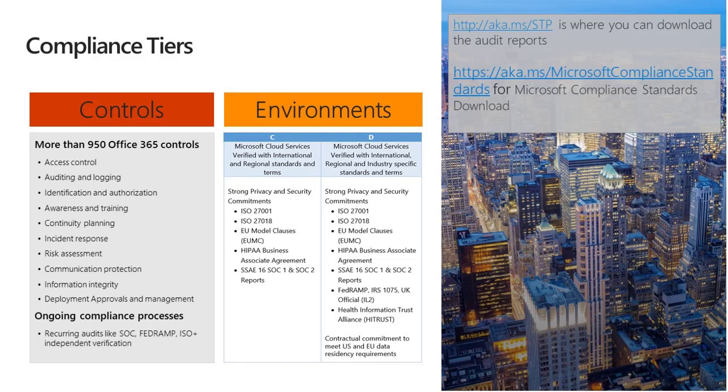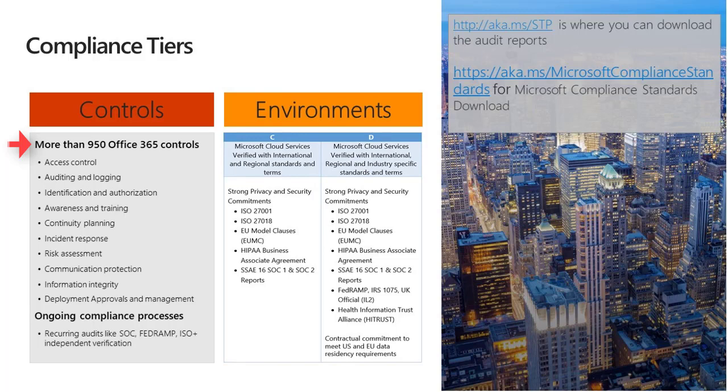So let's look at the compliance tiers of Microsoft Teams. Let's look at it in a couple different ways. One is what we call controls, and the other one is what we call environments. Office 365 maps more than 950 different controls which represent laws, standards, best practices, industry standards, etc. And there are more than 950 of them. And we map those into what we call tier A, B, C, and D. For the moment, we're only going to talk about C and D. But let's talk about the controls first.